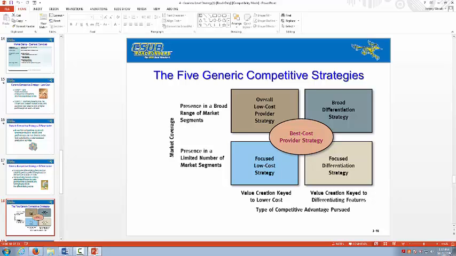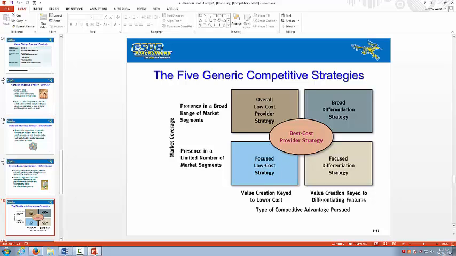Concepts to remember. Focus cost is controlling costs for a focused market. Focus differentiation is having a differentiated product choice in a narrow or a niche market. Okay? Those are two things I didn't talk about very much in the lectures, but that's going to be on the exam.